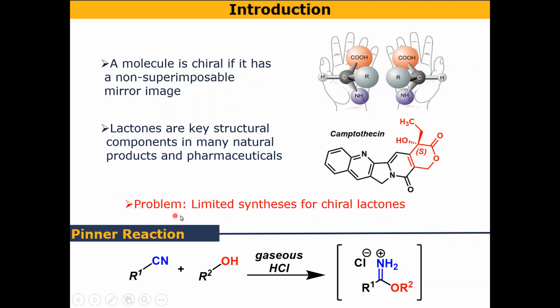So the problem that we're seeking to address is that there are limited syntheses for chiral lactones. The basis for this project is the Pinner reaction, an acid-catalyzed reaction between a nitrile and an alcohol group, which can be used to produce a Pinner salt as a stepping stone in lactone synthesis. However, the reaction lacks stereoselectivity and uses harsh acidic conditions.